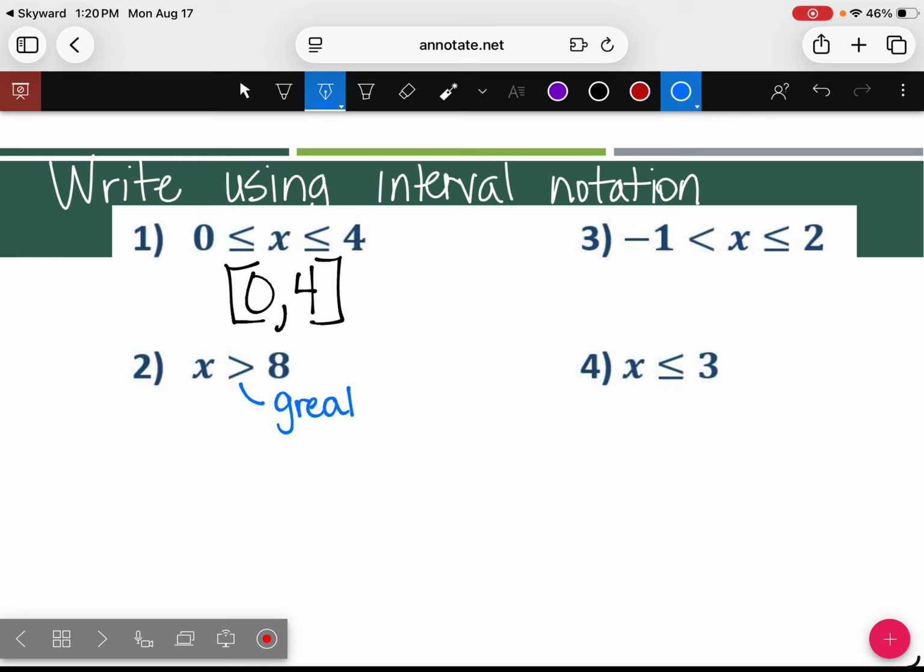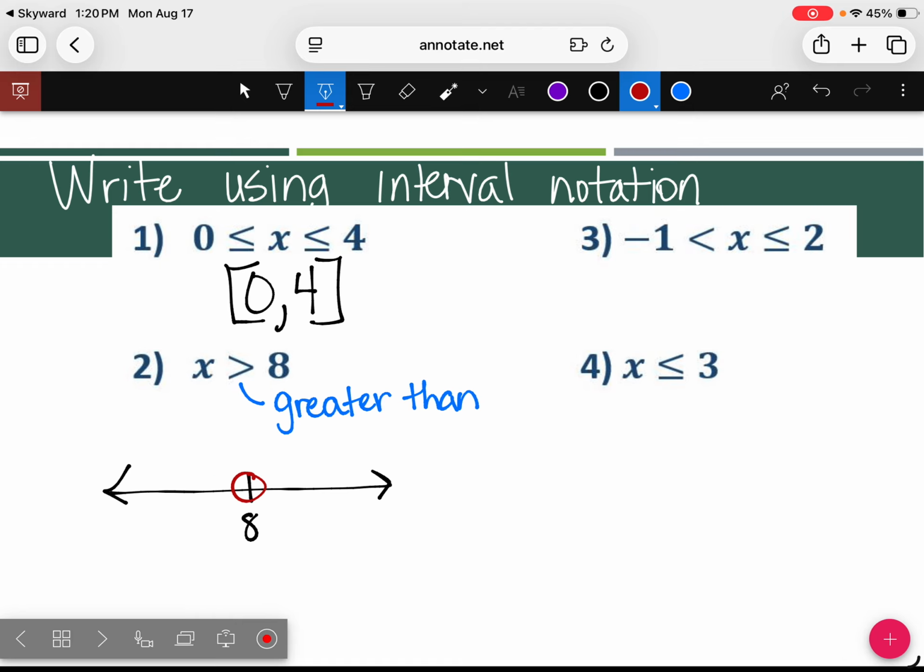Now, in homework 2, I believe it asks you to graph on the number line. Do not worry about that part. I just want the interval notation. That's all I care about. But for this one, I am going to graph it on the number line because I want to make sure we understand what's happening. So we have the number 8 is not included.